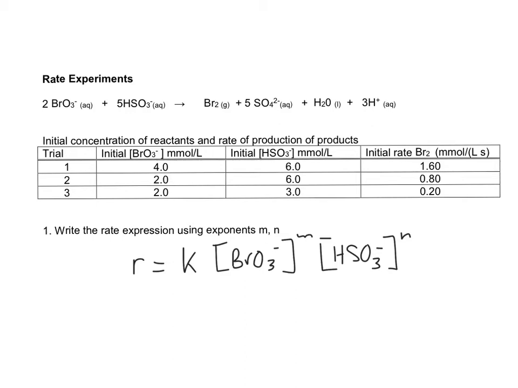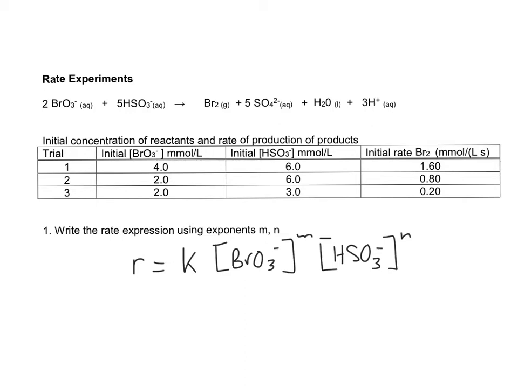So in order to solve for our exponents, we have to compare concentrations within a reactant while holding the other reactant constant, because you can only figure this out if you keep everything constant except for the one factor you're changing. So if you look at the data table for bromate, 4, 2, and 2 millimoles per liter.